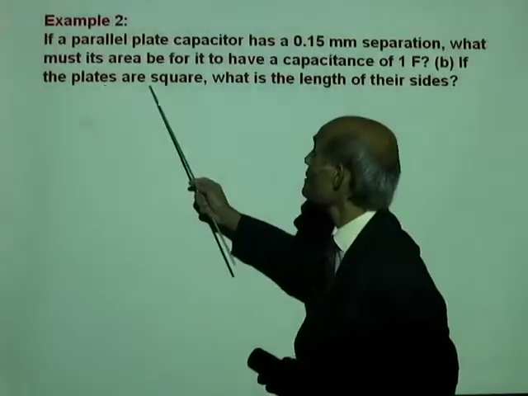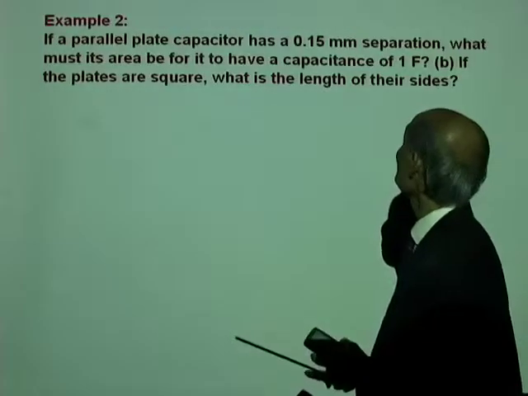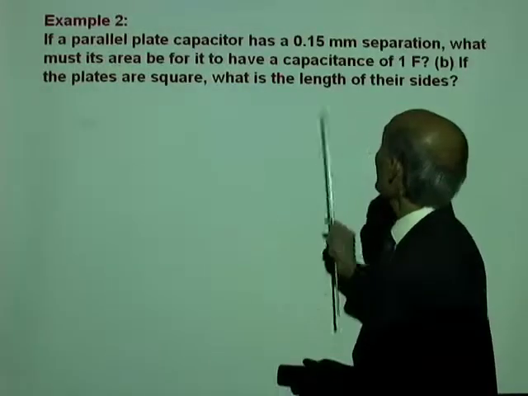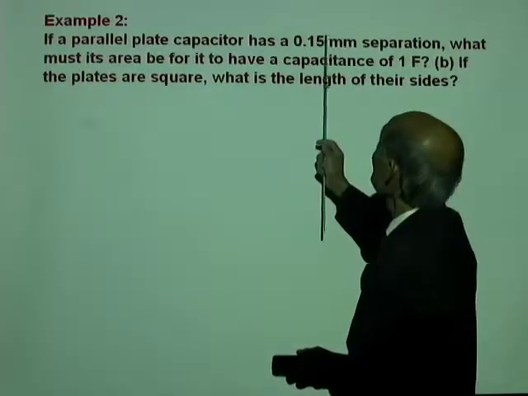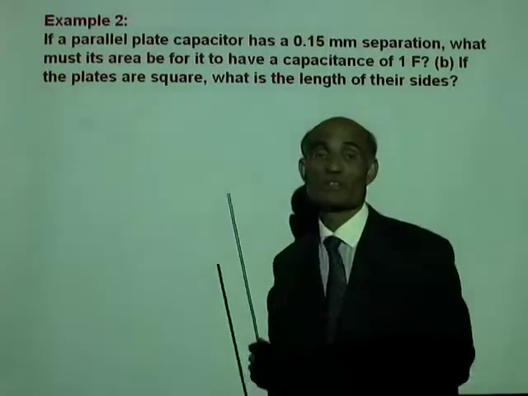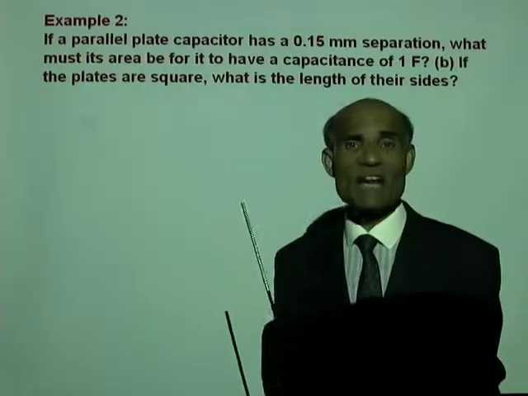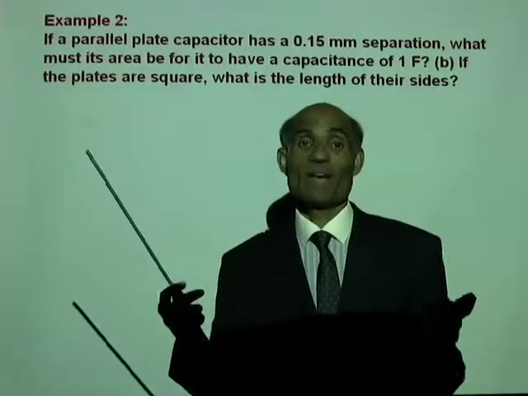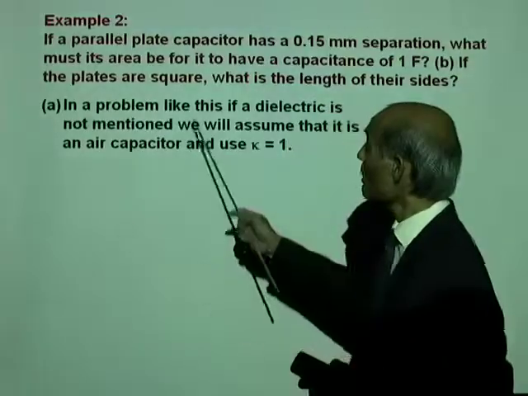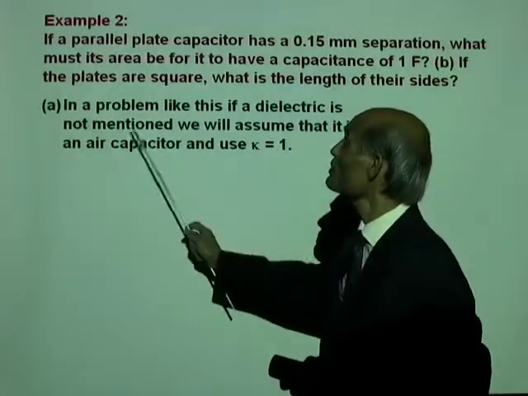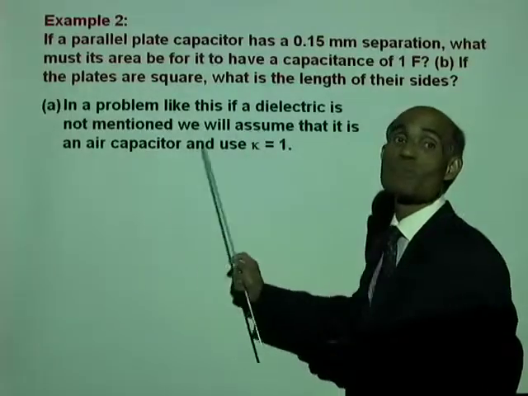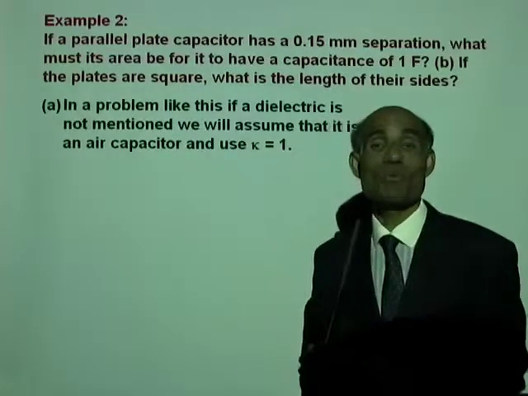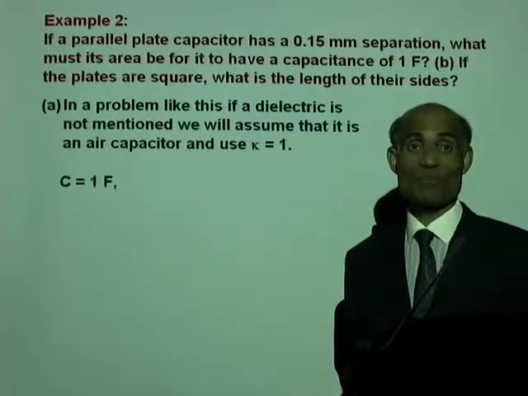B, if the plates are square, what is the length of their sides? Well, we are given the capacitance, you are given the plate separation, and you are not given a dielectric, which means we will use the value of kappa as 1, air capacitor. In a problem like this, if a dielectric is not mentioned, we will assume that it is an air capacitor and we use kappa equal to 1, dielectric constant as 1.